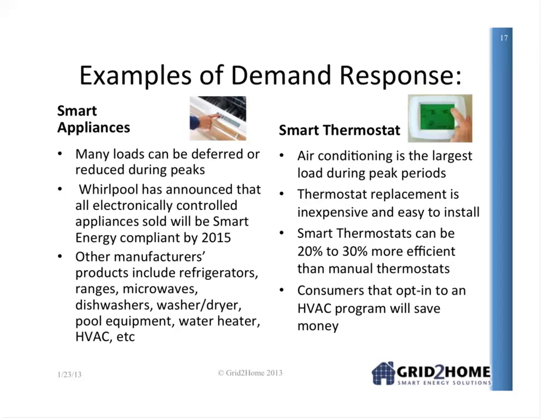So people like Whirlpool have announced all their electronic control appliances sold in 2015 onwards will be smart energy enabled. So you can think of all your white goods in your house. It's possible in 2015 to go out and buy a device that can move its demand time. You could do it by moving it to when it's the cheapest time to run, or doing it based on the available energy.